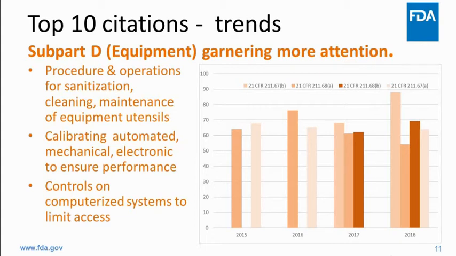Another set of citations that relate to this area, subpart D, is around calibrating automated, mechanical, and electronic equipment to ensure performance. As our equipment systems get more and more automated, the need to ensure that they're appropriately calibrated and functioning to the right metric is very important. And it appears that there are gaps being noted in this area. And lastly, as electronic systems continue to be used, including for production and online data monitoring, the control of such systems really needs to be established and instituted.